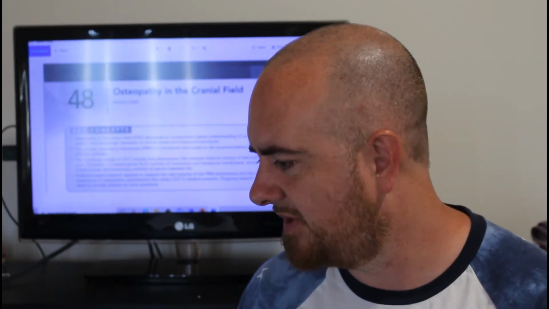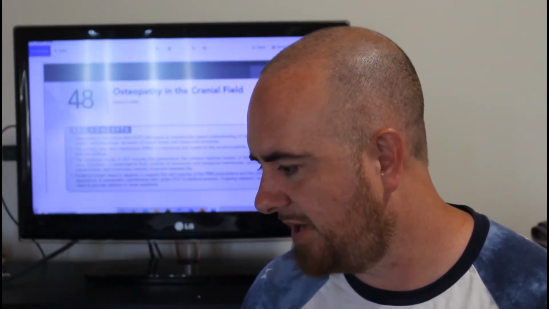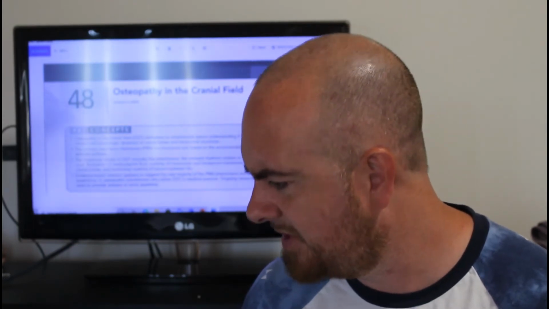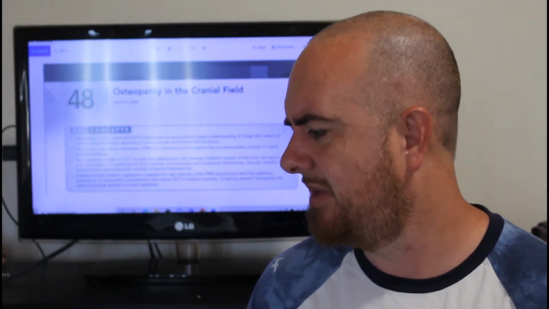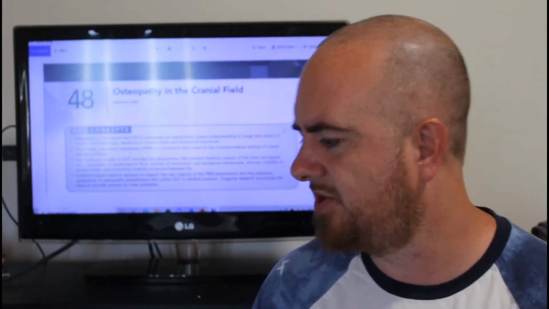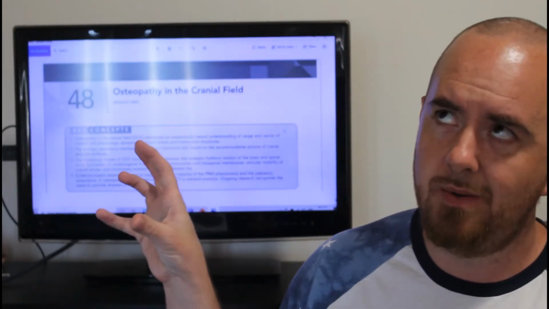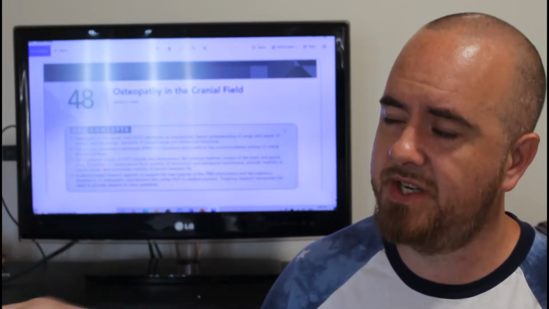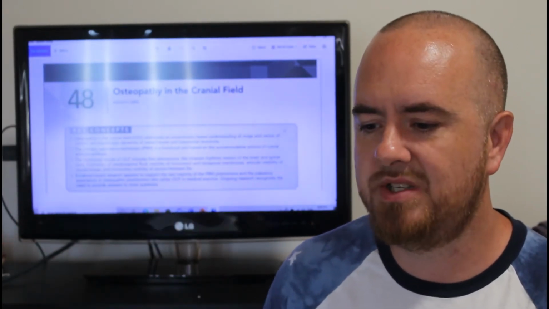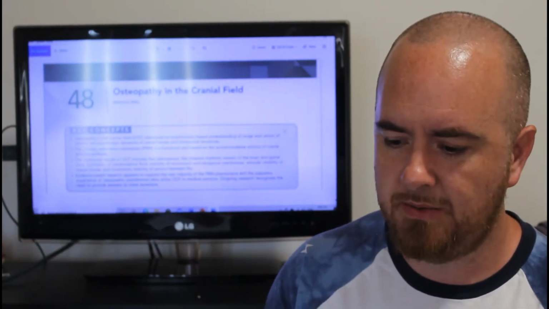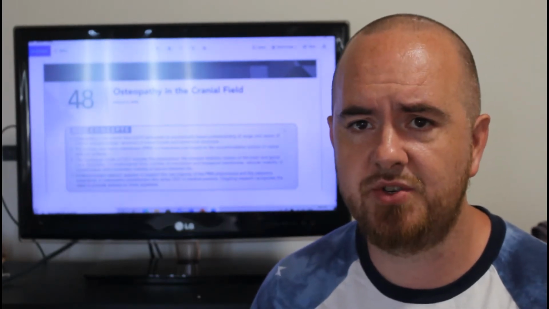Traditional model of OCF includes 5 phenomena: inherent rhythmic motion of the brain and spinal cord, fluctuation of cerebrospinal fluid, mobility of intracranial and interspinal membranes, articular mobility of cranial bones, and involuntary mobility of sacrum between ilia. So this particular kind of bullet point really just harps on motion, right? So motion of varying structures.